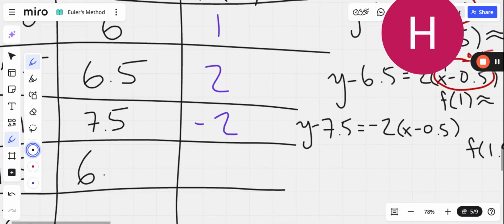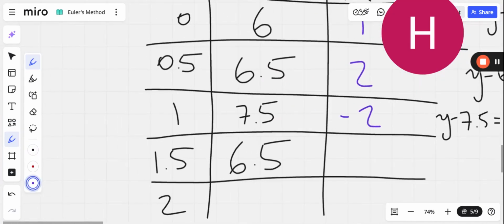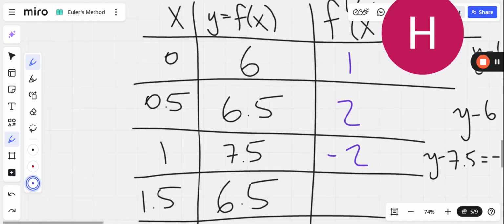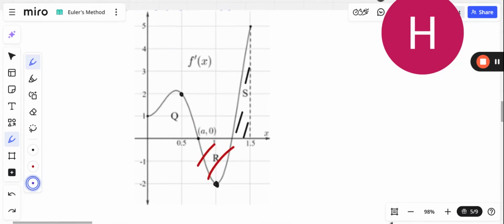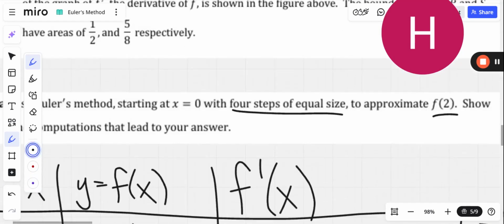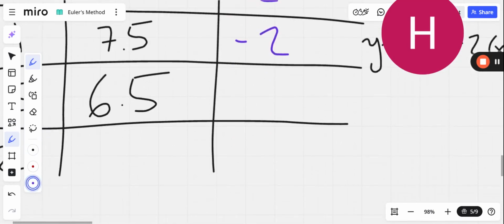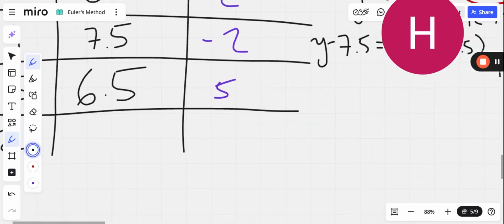Interesting. Let's find the new slope there at x equals 1.5. Look at the graph of the derivative, and it looks like that value is, whoa, that value is 5. So we get quite a steep slope at the end there, slope of 5. And let's make our final tangent line. This is going to be y minus 6.5 equals 5 times x minus 0.5.